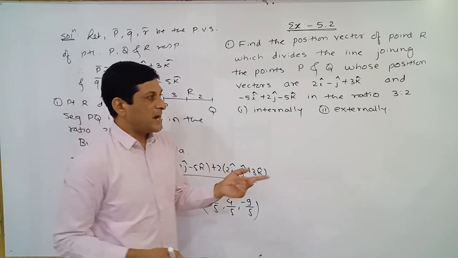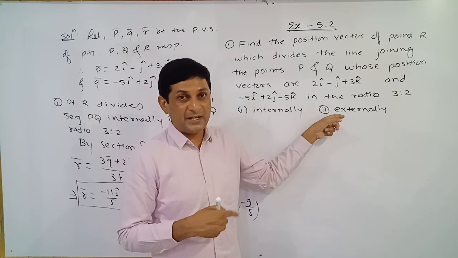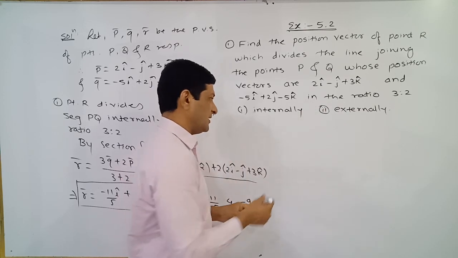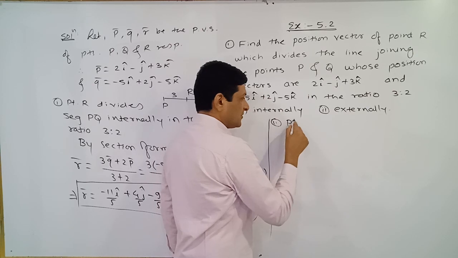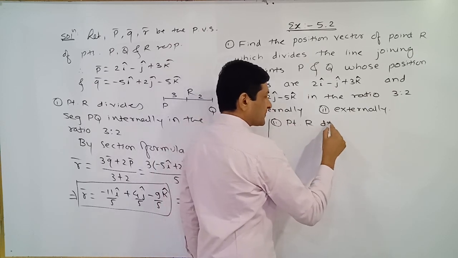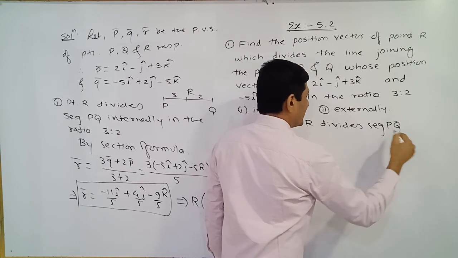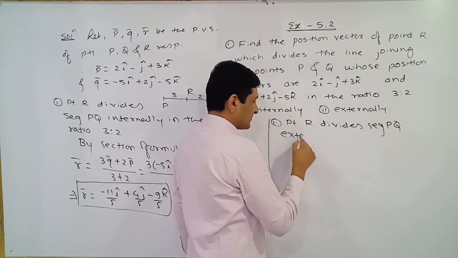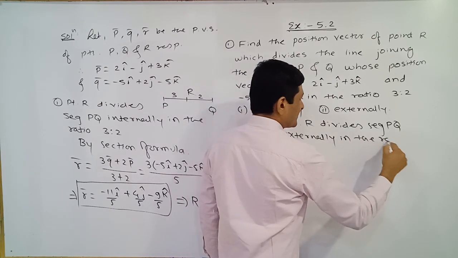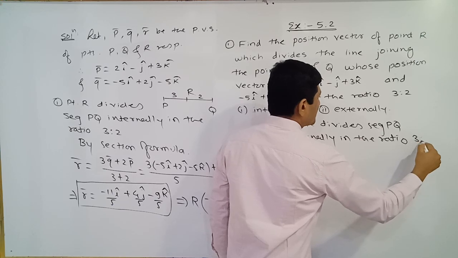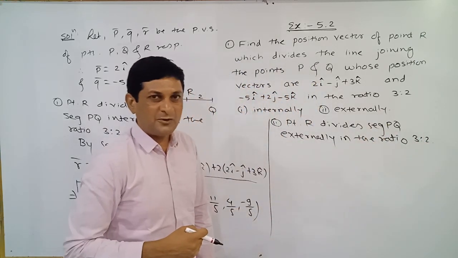Now, in the second part of this example, we have to find out the position vector of the same point R if it divides segment PQ externally. So now let us try to solve the second part of this example. In this case, one point R divides segment PQ externally in the ratio 3:2. If this point divides externally, let us see what the value of R bar will be.